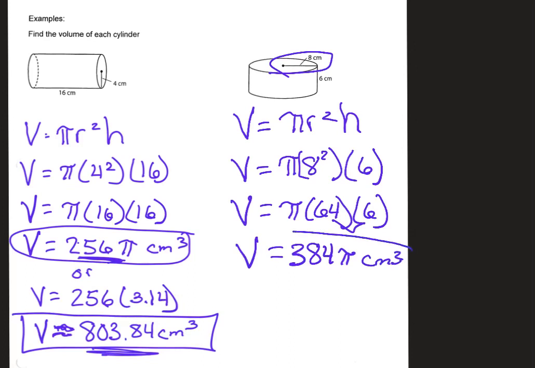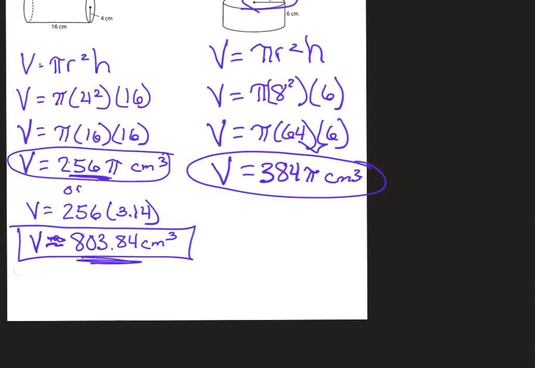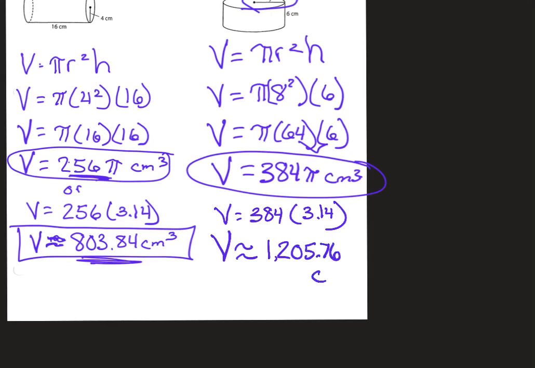Again, this is an exact answer, but a lot of times you're going to have to find the approximation. So you're going to take the 384, estimate pi at 3.14, put it in your calculator, and we get 1,205.76, and that's still centimeters cubed. So that's our approximation. That's how you find volume of cylinders. Let's go ahead and do the examples in your guided practice. So get out your books.